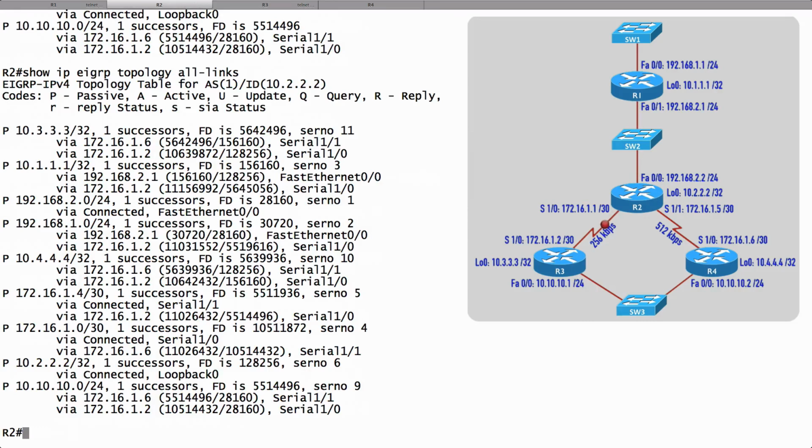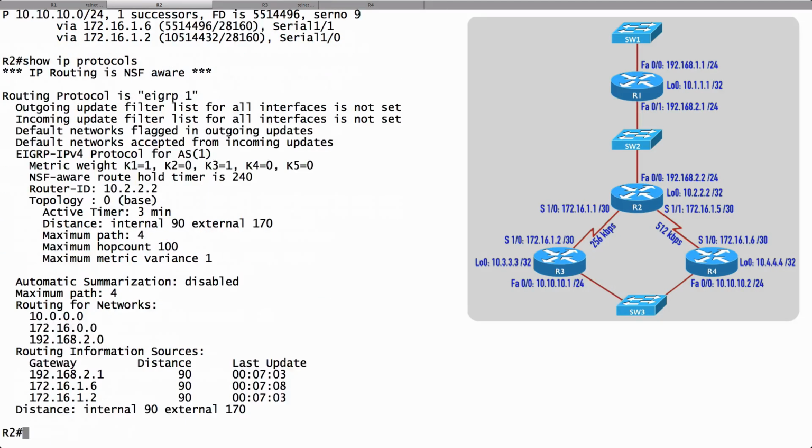Another great verification command we can use is show IP protocols. This is going to give us a lot of information about our routing protocol. In this case, we see that our routing protocol is EIGRP, and we have Autonomous System 1 configured. We see our K values, and these are the default K values, where K1 and K3 are set to 1s, and all of the other K values are set to 0s. And if you recall that EIGRP metric formula, by having these K values set, the only 2 parameters that we really consider when calculating the metric for EIGRP are bandwidth and delay.